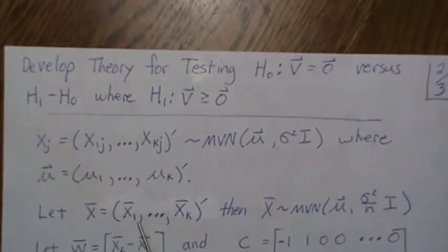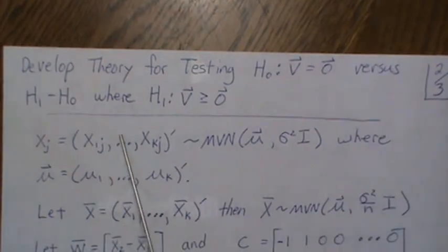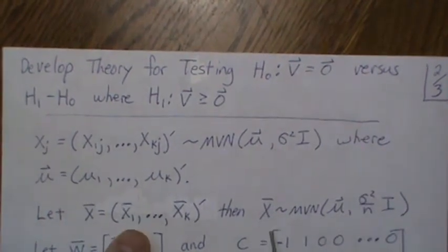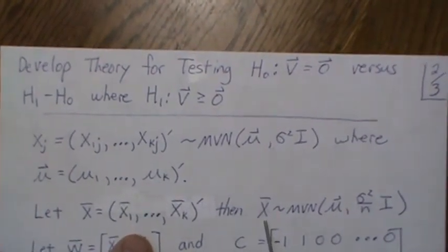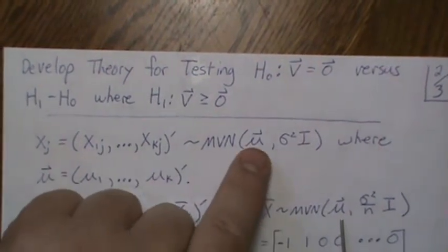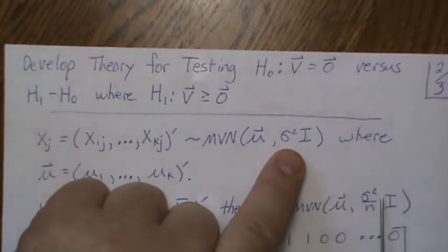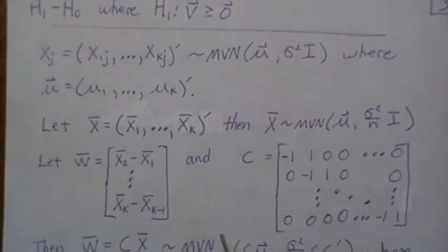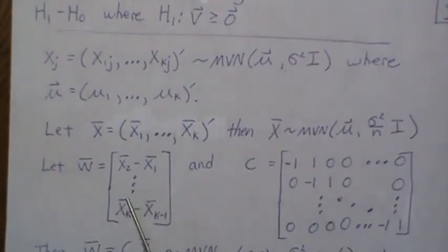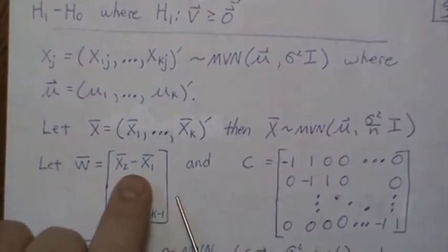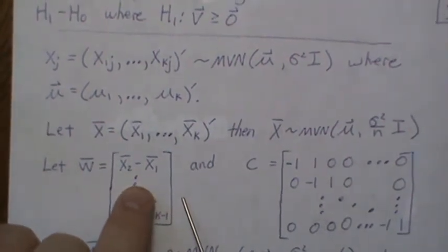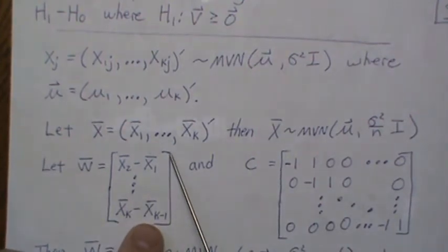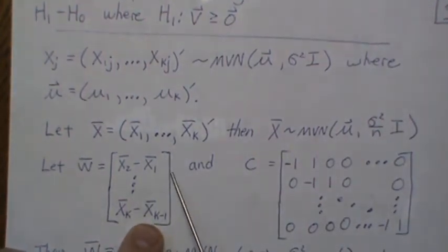Let X bar be the mean vector of these. You sum them and divide by n, that's what this represents. And we know that the distribution of X bar is multivariate normal with the same mean and the same covariance structure divided by n. That's the sample mean. Then if we look at X bar where we set up these differences, the first component is 2 minus 1, the second component is 3 minus 2, and all the way to k minus 1. So there are actually k minus 1 components here.